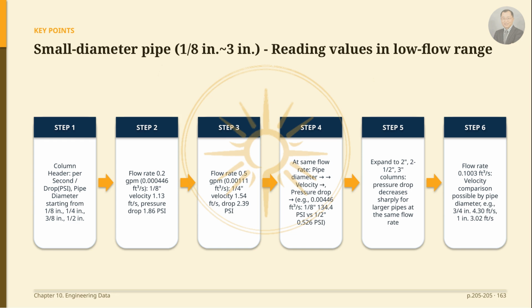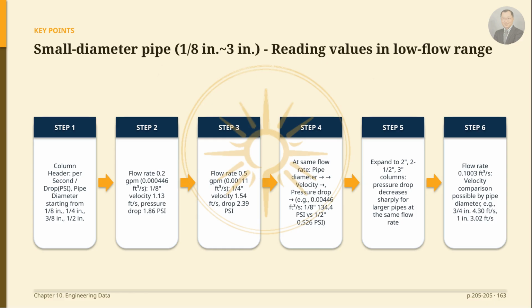The key trend here is that for the same flow rate, as the pipe diameter increases, the velocity decreases, and the pressure drop drops sharply. At 0.00446 cubic feet per second, the pressure drop in a 1/8 inch pipe reaches as high as 134.4 psi, but it drops to 0.526 psi in a 1/2 in pipe.